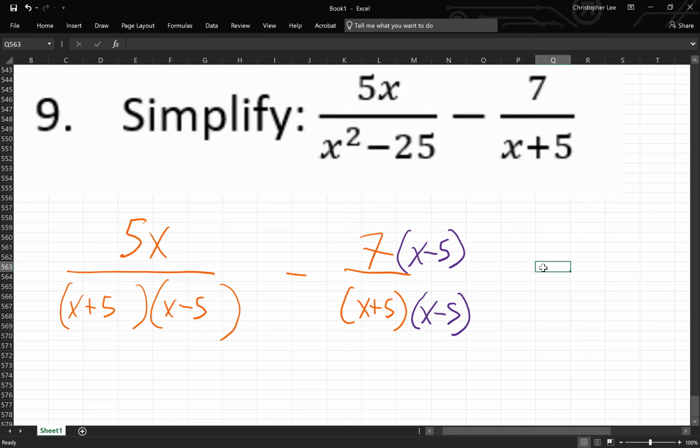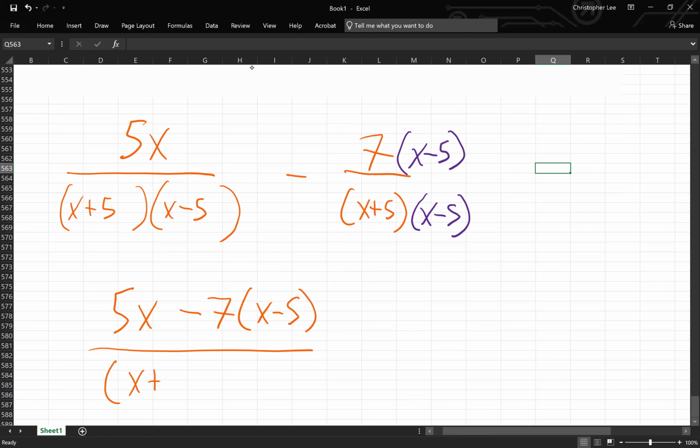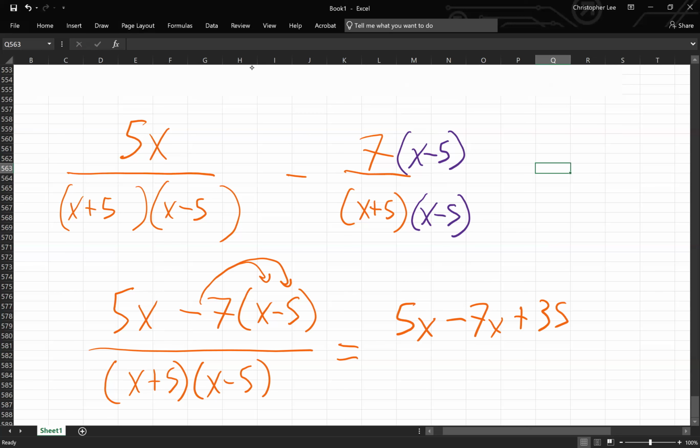After this, once they have the same denominator, the rest of the question is cake, right? So I got 5x minus 7 times x minus 5 all over the x plus 5, x minus 5. Very simply, take that negative 7, distribute, combine like terms, and we're done. So this is 5x minus 7x, negative is positive, plus 35, all divided by x plus 5, x minus 5.